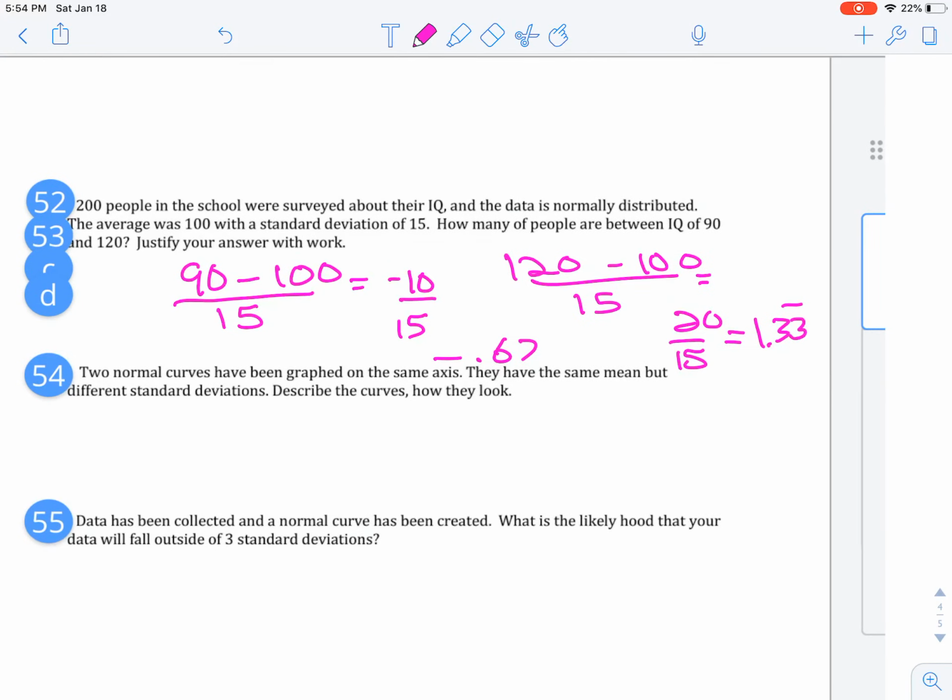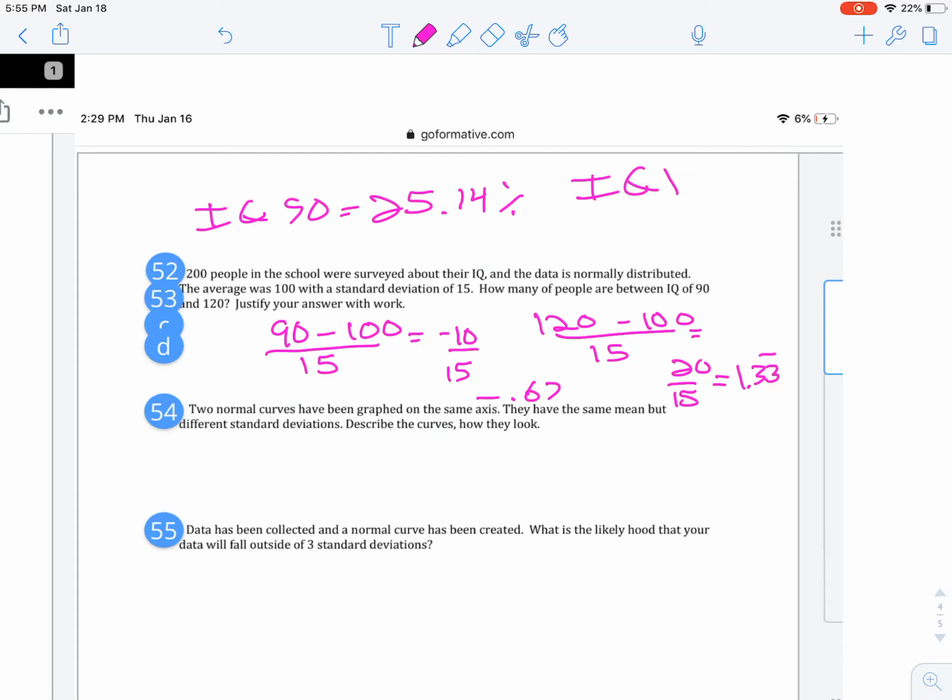So this person has an IQ that is in the 25.14 percentile. So the IQ of 90 is 25.14 percentile. Person with the IQ that has a z-score of 1.33, they are here and here. So they're in the 90.82 percentile. So the IQ of 120 is in the 90.82 percentile.